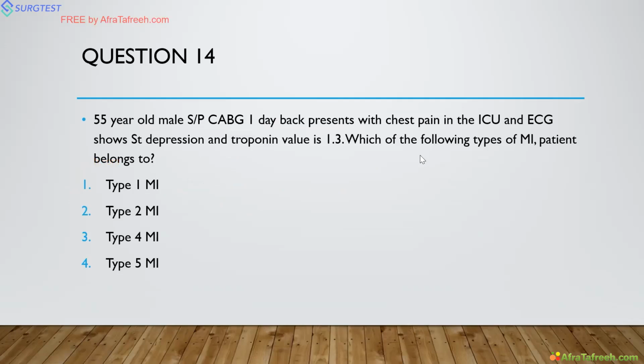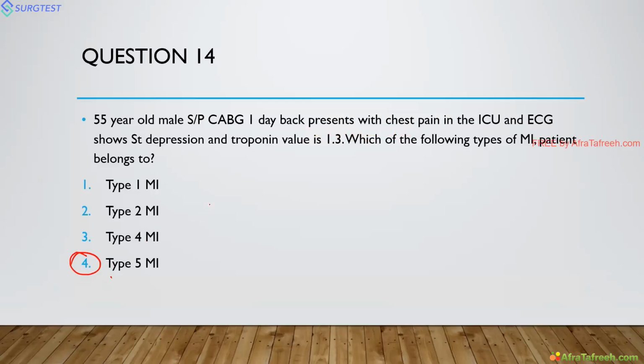Very good. Most of them answered correctly. There is an equal split between options type 2 and type 5. Okay, we are ending the polls due to lack of time. The most answered is type 2 MI, so we will discuss it. Actually, it is a CABG related MI, which is type 5 MI. The answer for this question is type 5 MI.